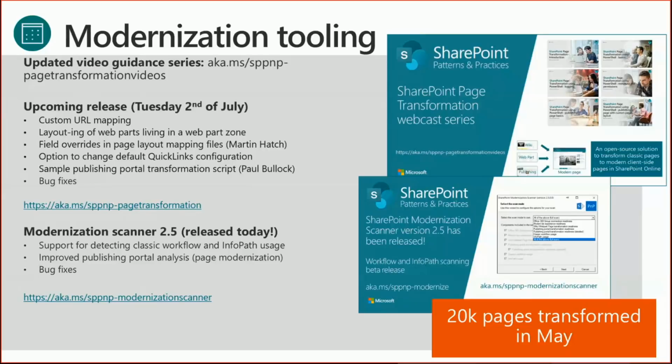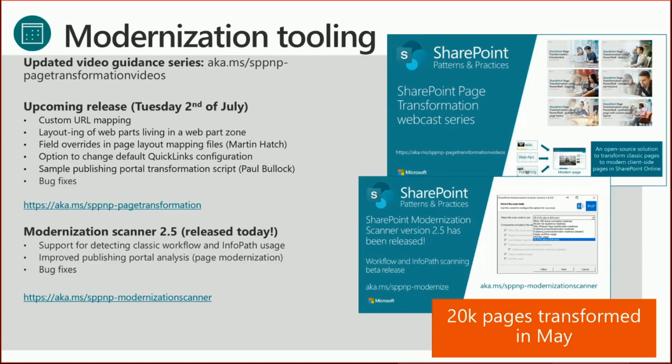There are some options to configure the default quick links settings, and there are some nice scripts from Paul Bullock that he actually used for his customers to modernize portals. So if you want to modernize your publishing portal and get a quick start, and grab a script that has been used in real life, just go to our scripts folder in the SP dev.